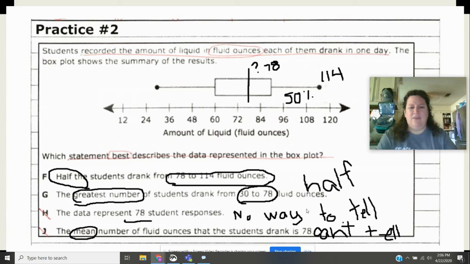H says the data represents 78 student responses. Does it say up here 78 student responses? Nope, there's no way to tell. And then the last one says the mean number of fluid ounces the students drank is 78. We can't tell what the mean is because mean is what? The average. We add and divide. We don't even know how many responses there were. So we have no real way to tell.